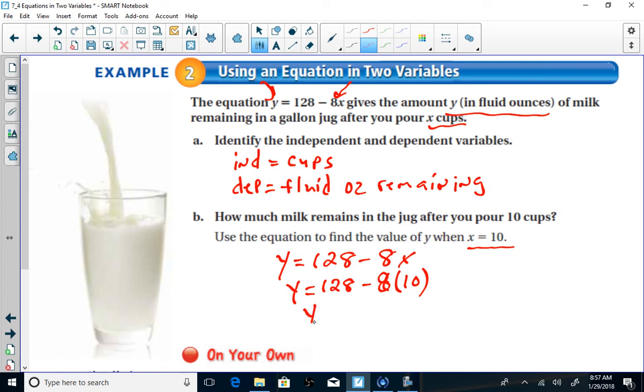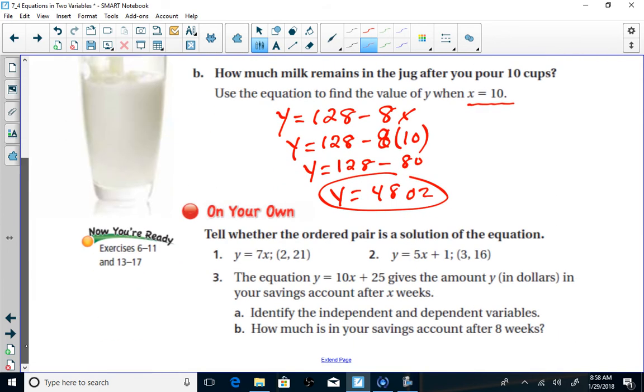And then we solve. y is equal to 128 minus 8 times 10 is 80. And what's 128 minus 80? y is equal to 48. And that 48 represents the ounces remaining. All right?